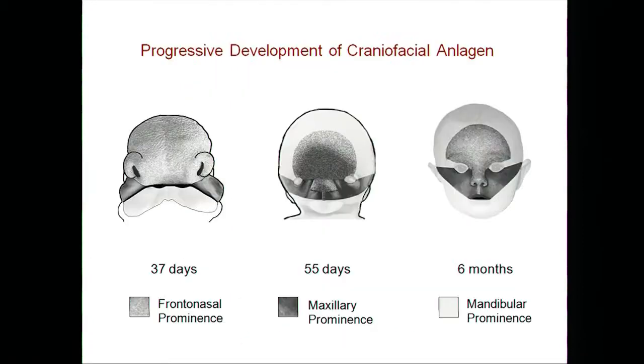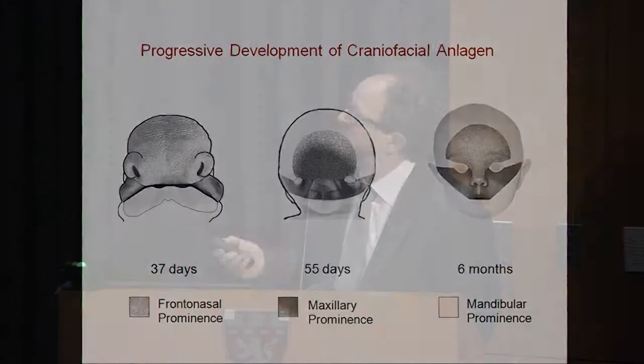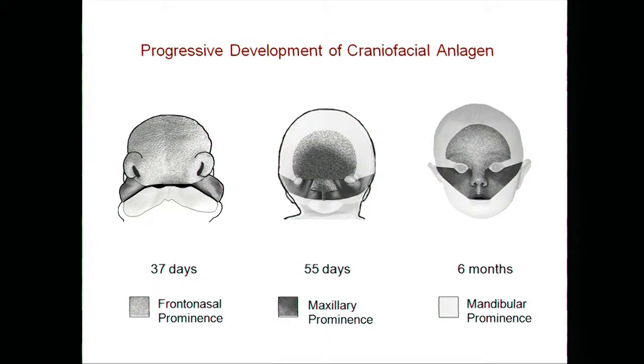And you can follow the development of these primordia from early on, embryonic 37 days to 55 days, on to 6 months. So that's a baby on the far right. And you can look at the frontonasal prominence. So that's just what it sounds like: not only the forehead, but also the nose is the frontonasal prominence. You can trace the development of the maxillary prominence, just like it sounds. Those are the cheeks. And you can also follow the development of the mandibular prominence, or the jaw.